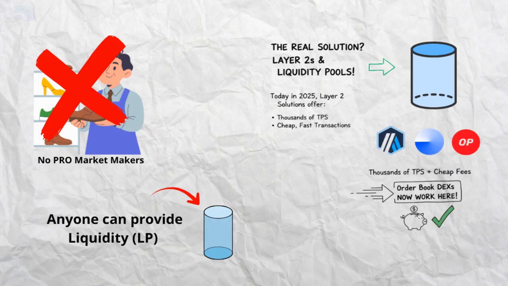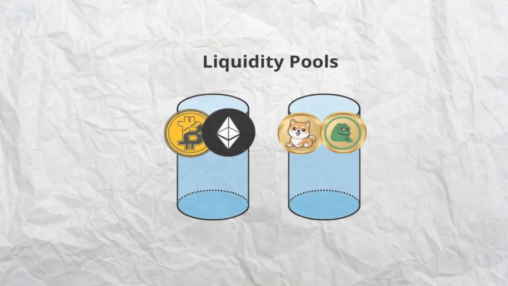So while Ethereum has improved, liquidity pools aren't just a workaround. They've become a fundamental DeFi innovation that works better for many use cases. This is exactly why DeFi needed a completely new approach. And that's where liquidity pools come in.